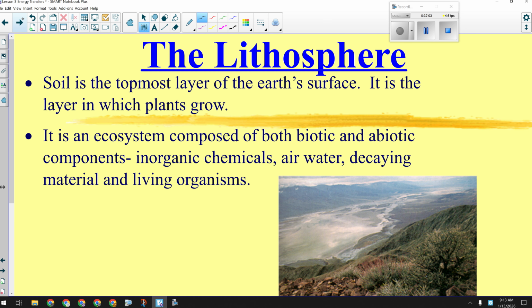Okay, so soil is the topmost layer of the Earth's surface. Obviously, that's where plants can grow, and it is its own ecosystem made of biotic and abiotic stuff. We talked about that back in the biology unit. Now, how many people in here have ever dug a hole? When you dig a hole, provided you dig it, let's say, more than a couple of feet deep, what do you notice? Does the dirt change as you dig? What do you usually hit once you get through the topsoil? Usually hit clay. Rocks, clay, when you get down below.